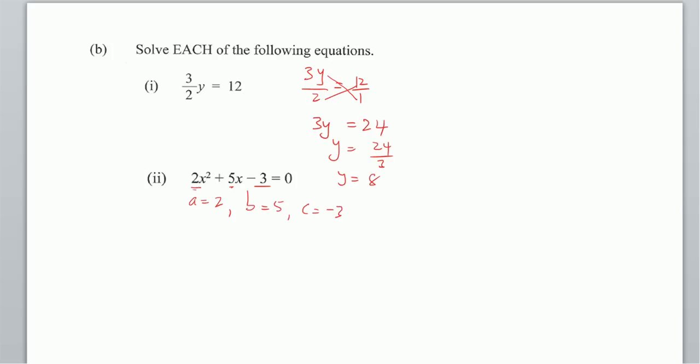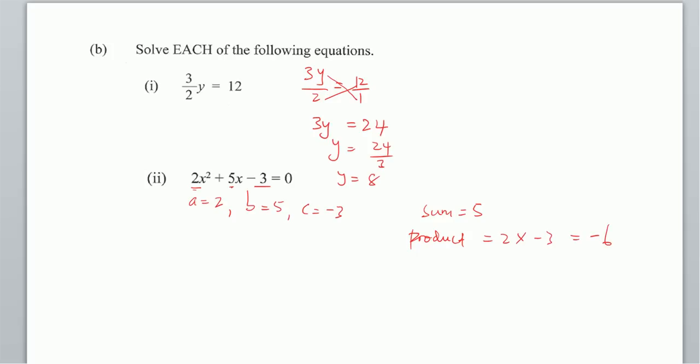Now most students, or some students, will be able to look at this and factorize very easily. But what we can do, we need to find two numbers whose sum is equal to 5 and whose product is equal to a multiplied by c, which is 2 multiplied by minus 3, which will give me minus 6.